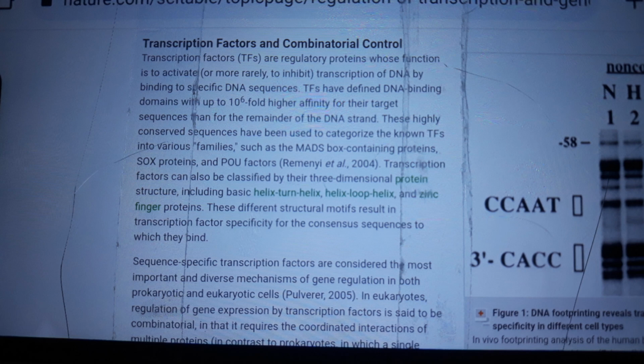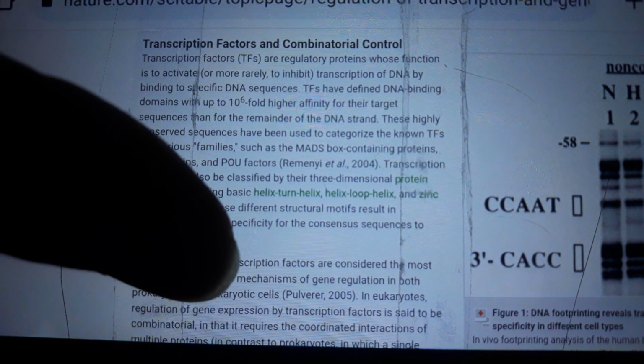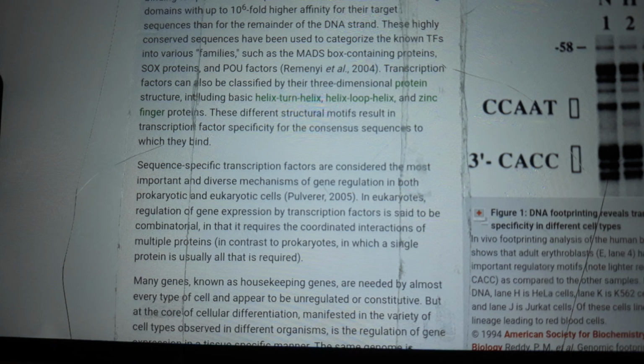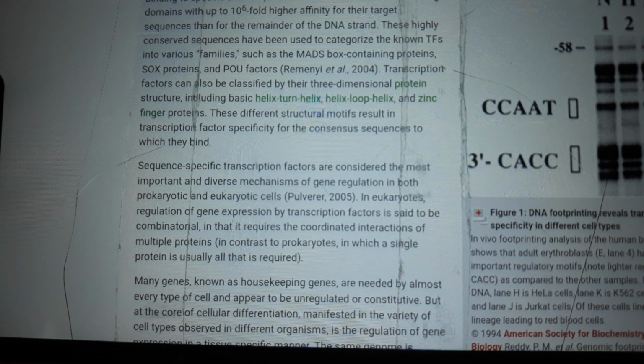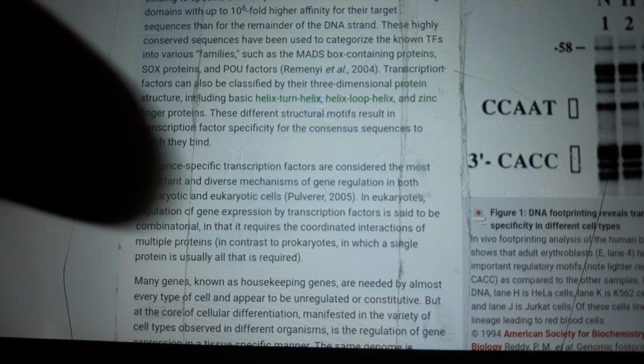These highly conserved sequences have been used to categorize the known TFs into various families such as the MADS box-containing proteins, SOX proteins and POU factors. They can also be classified by three-dimensional protein structure, including basic helix-turn-helix, helix-loop-helix, and zinc finger proteins. These different structural motifs result in transcription factor specificity for the consensus sequences to which they bind.